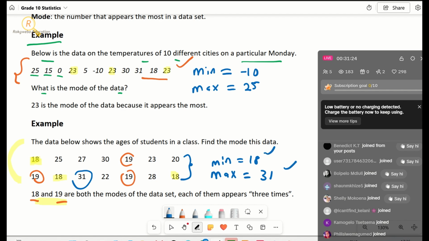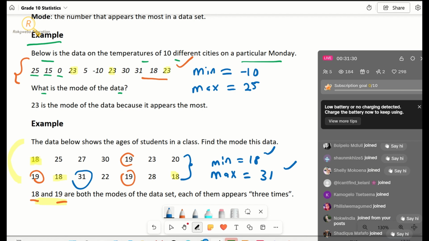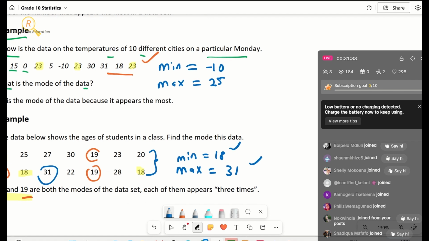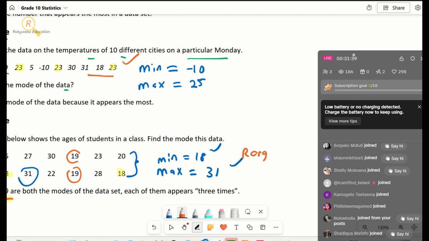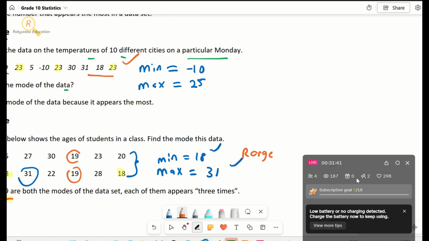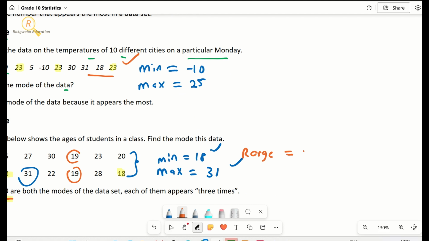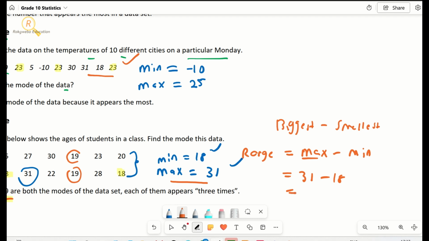So here's our minimum and our maximum value. Our minimum value is self-explanatory. It's the smallest number, and our maximum is the largest number. Now there's something we call the range. The range equals maximum minus minimum. In some textbooks, instead of writing max, they write biggest minus smallest. Doesn't matter. So the range in this data set is 31 minus 18, which gives us an answer of 13.